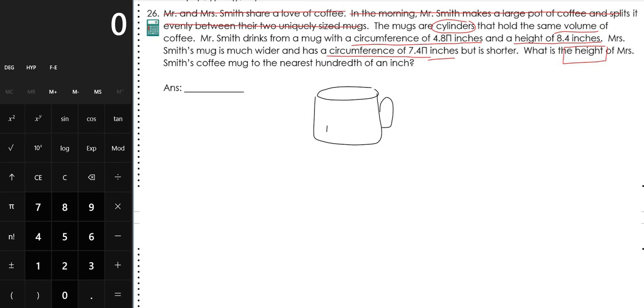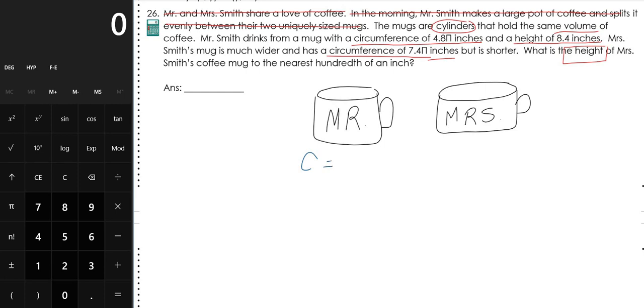Okay, so let's say this is Mr. Smith's mug. And then Mrs. Smith, they said hers is much wider. It's not as tall. They said it's shorter. So it's going to be Mrs. Smith's mug. I like to drink out of wide mugs too. Okay, let's put in some other information they told us. So Mr. Smith's mug, they said 4.8 pi inches in circumference. Well, that's not really a radius or anything. That's a circumference. So probably going to have to do some work with that.